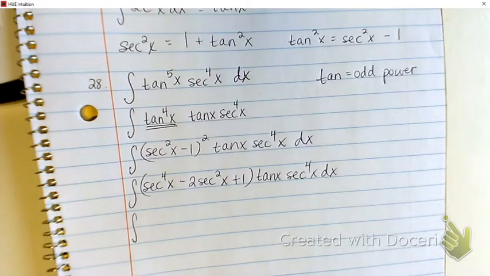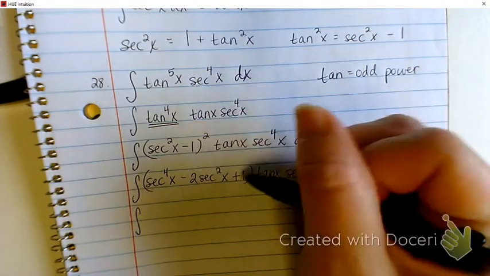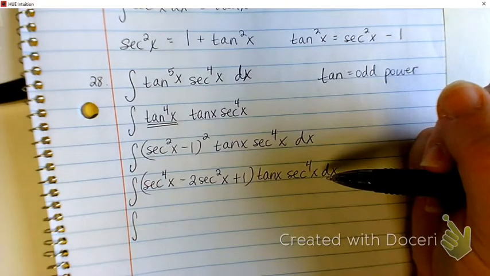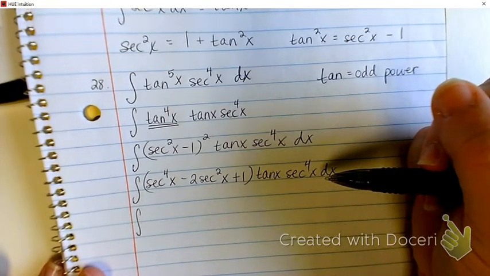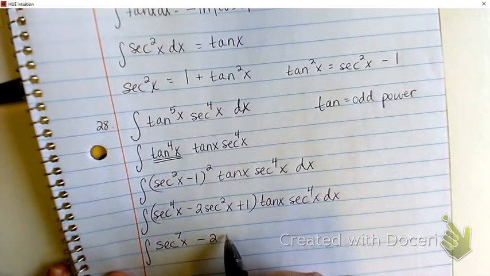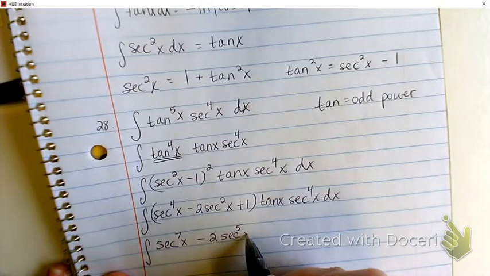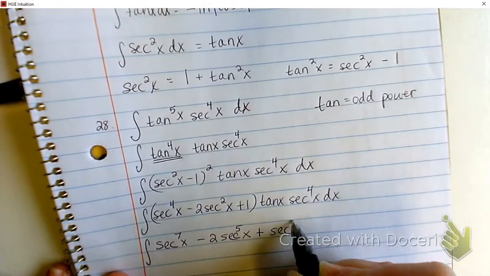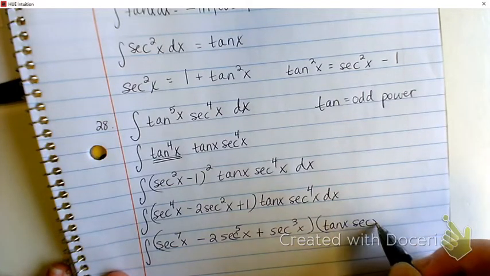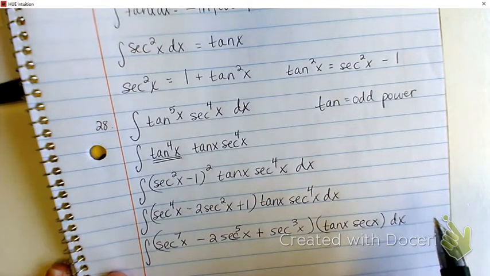Alright, it tells me to save a tangent secant factor. So what I'm going to do, which I think will make it easier and less things to write, is multiply this by secant to the third of x so I can have my tangent secant to the side. So I'm going to have secant to the 7th of x minus 2 secant to the 5th of x plus secant to the 3rd of x, and then each of them is multiplied by tangent secant. All right, questions so far?